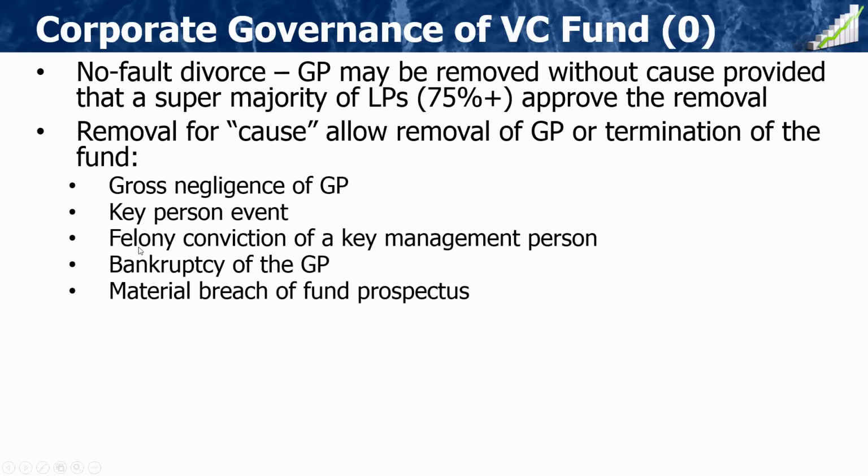There might also be the so-called key person event. Usually there is a key person or key persons who should manage the fund. Investors commit to the fund, but only in the situation when the key persons, like key managers, key alpha generators, key negotiators or key track record makers, are still in the fund. If important people are leaving the general partner, it's not the team the limited partners invested with anymore, and they might decide, okay, I'm not giving you any more money, so just stop the fund. It might be a felony conviction of a key management person.